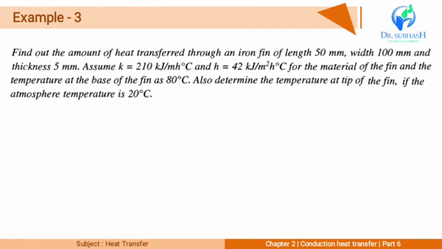Let's learn about example number 3. Find out the amount of heat transfer through an iron fin of length 50 mm, width 100 mm and thickness 5 mm. Assume the thermal conductivity 210 kJ per meter per degree centigrade and convective heat transfer coefficient h equal to 42 kJ per meter square per degree centigrade.